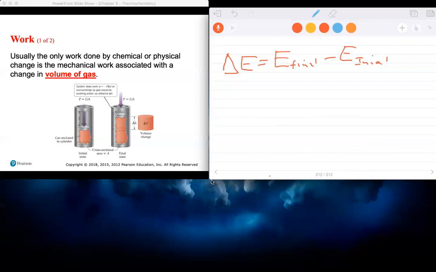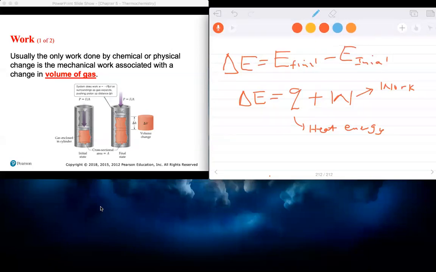E can also be determined using this equation: Q plus W, where Q is the heat, this is the heat energy, and W is the work. All right, it's the sum of the heat and the work. You've got to be familiar with the two equations. When do we use them? The heat energy plus the work, and the sign convention which goes with Q and W.